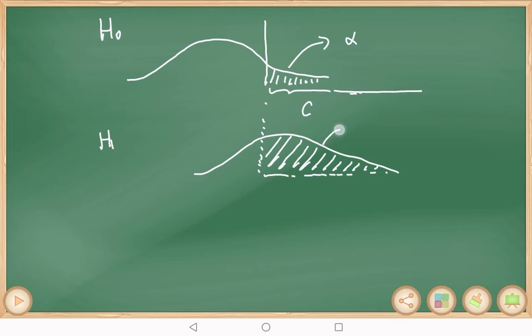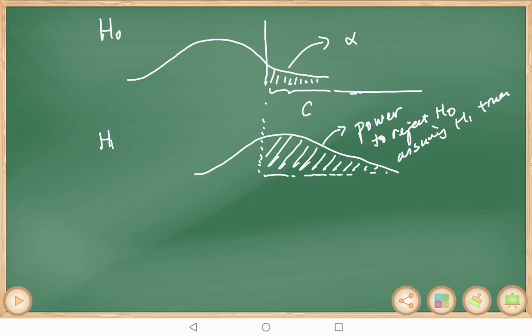So this would be the power to reject H naught, right? Okay, I'm assuming H1 is true. When H1 is true, we look at this distribution of the test statistic. All right, and so here this part is the power.